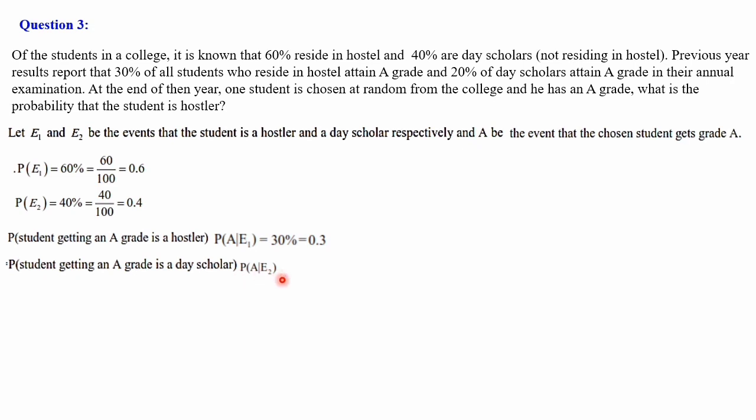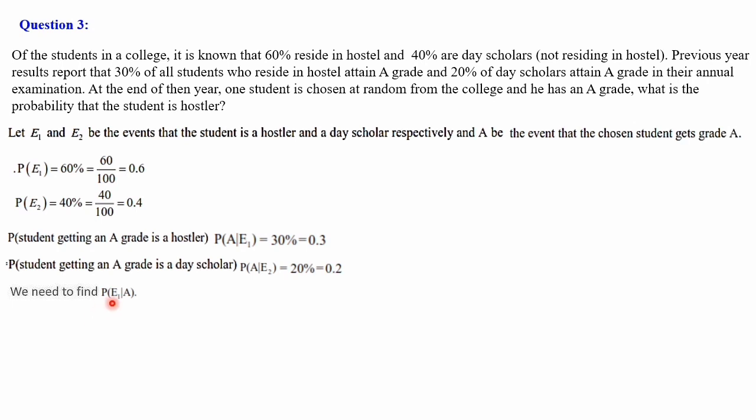So P of A given E2 is given to you here as 20%, that is 20 by 100, 0.2. What we have to calculate is P of E1 given A. It means if a student is chosen at random from the college and he or she has an A grade, what is the probability that the student is a hosteler? Given that he or she has an A grade, we have to find the probability that he or she is a hosteler.